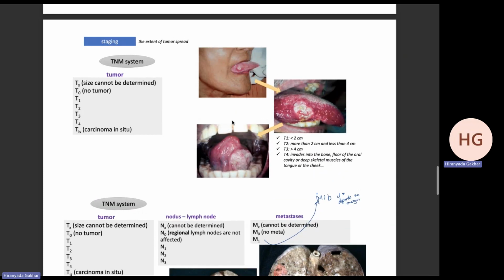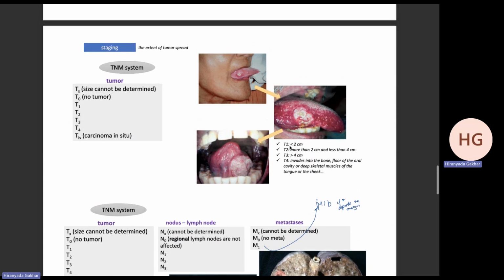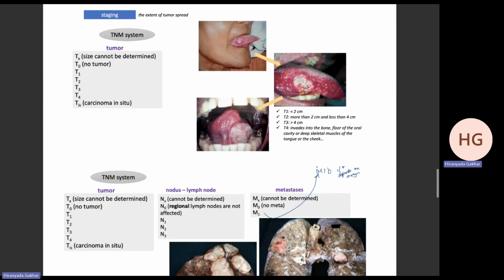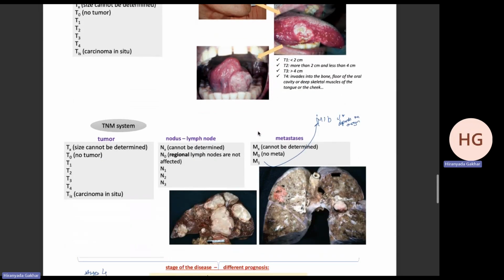So, for example, over here, if you see, T1, the tumor size is less than 2 centimeters. For T2, it's more than 2, but less than 4 centimeters. For T3, you have a tumor which is more than 4 centimeters. And T4 is basically the last stage. So this tumor invades into the bone, the floor of the oral cavity, deep into the skeletal muscles. So this is basically for the squamous cell carcinoma of the tongue or of the oral cavity.